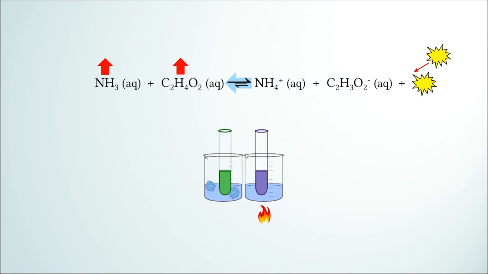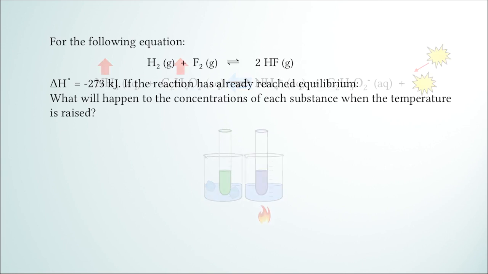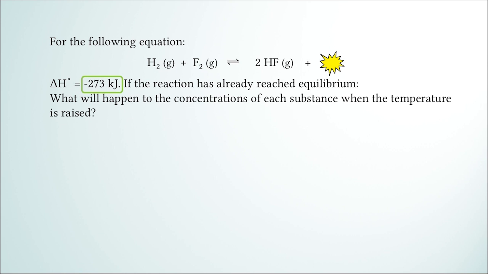To make sure you understand this idea, look at an example with me. For the following equation, hydrogen gas plus fluorine gas react to produce 2 hydrogen fluoride gas. The change in enthalpy at standard conditions is negative 273 kilojoules. If the reaction has already reached equilibrium, what will happen to the concentrations of each substance when the temperature is raised? This is an exothermic reaction because the change in enthalpy is negative, so we can think of energy as a product of this reaction.